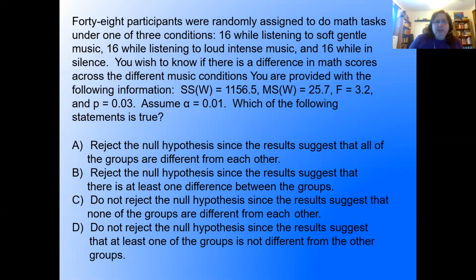Okay, so when you look at this problem, you should be able to immediately eliminate A and D, because those are just not true of ANOVA. We don't need all of the groups different from each other to reject. And we're not going to not reject just because one isn't different. We reject if there's at least one difference. We do not reject if there's no differences. In this case, because P was not less than alpha, there are no differences.